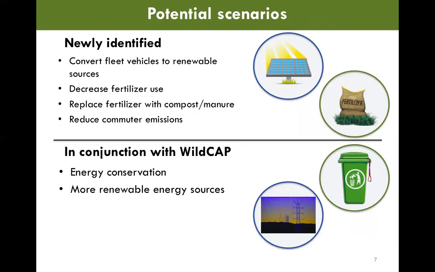So here are two lists of potential scenarios. The first one here has been in collaboration with the Ecosystem Task Force. Some examples include converting fleet vehicles to renewable sources, decreasing our fertilizer use, replacing fertilizer with compost or manure, and reducing commuter emissions. The second list here has been in conjunction with the Wildcat Climate Action Plan, where UNH has agreed to reduce 80% of our greenhouse gas emissions by 2050. Some of these examples include energy conservation, as well as more renewable energy sources.